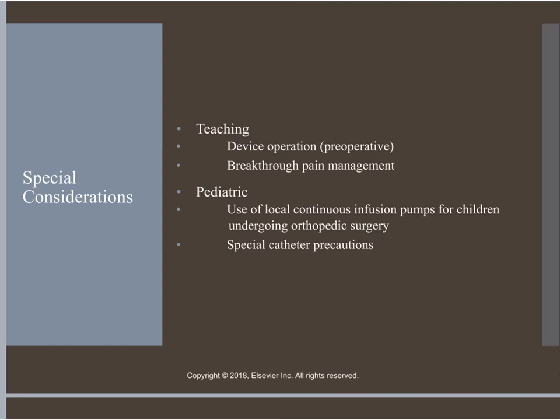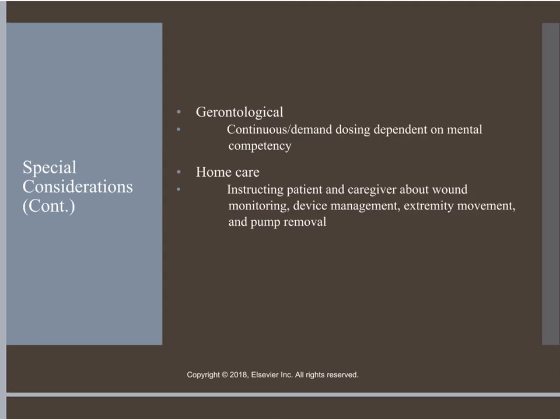So, it is important to include parents in your education and instruct the parents and the child as described under home care considerations. Explain special precautions that can help to avoid dislodgement of the catheter, especially since pediatric patients are so active. With older adults, continuous dosing is sometimes administered, but demand doses require a mentally competent adult. In addition, special precautions can be taken to protect the catheter.